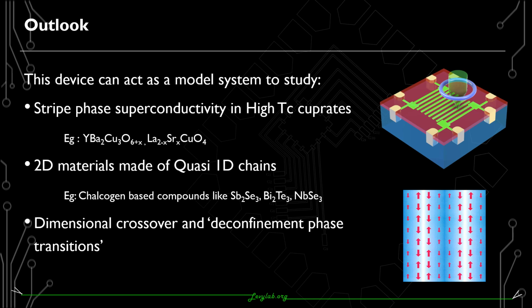We can also use it to study quasi-1D chains. Some chalcogen-based compounds act as quasi-1D chains with weak interactions between the chains. We can also use this device to study the dimensionality crossover, where some models predict a quantum confinement phase transition and interesting properties as we transition from 1 dimension to 2 dimensions with fine-tunable parameters.